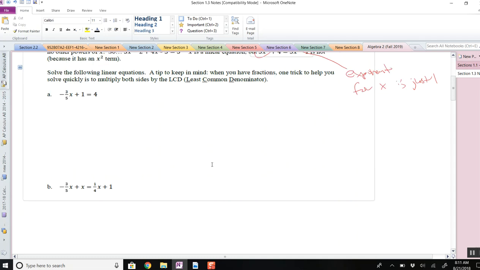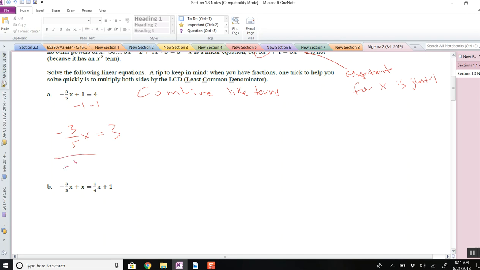So let's look at a couple of these here. Now these are a little tricky because they do have fractions, but don't let it mess with you. You want to combine like terms, as we usually do for solving linear equations. So I'll subtract 1 from both sides because 1 and 4 are like terms. And then my job is to get rid of the negative 3/5. So I need to perform the inverse operation. Because x is being multiplied by negative 3/5, I'm going to divide by negative 3/5. I'll do that to both sides.